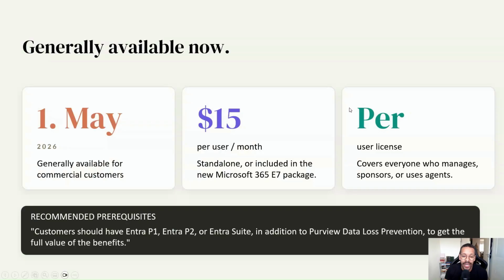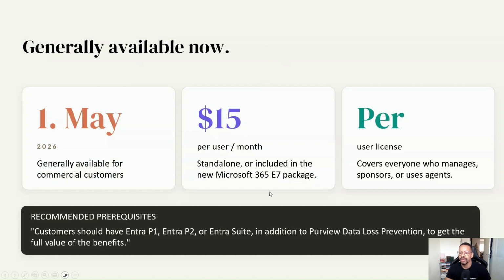Microsoft Agent 365 licensing. What is it? It went GA on the 1st of May and it became available to all of you commercial customers. It's a $15 per user per month license. You could buy it in two ways, through this or through the E7 package.